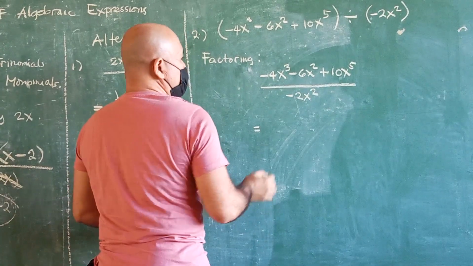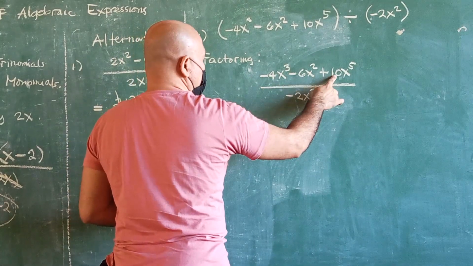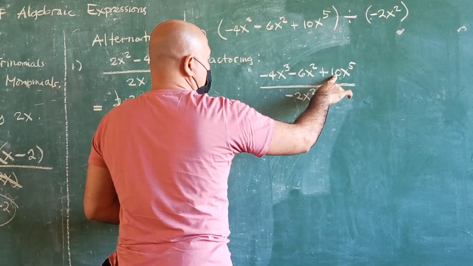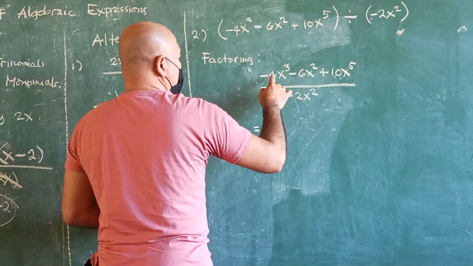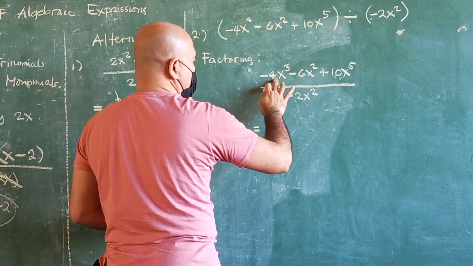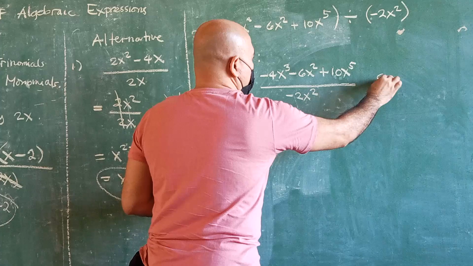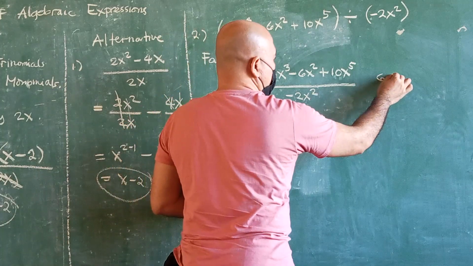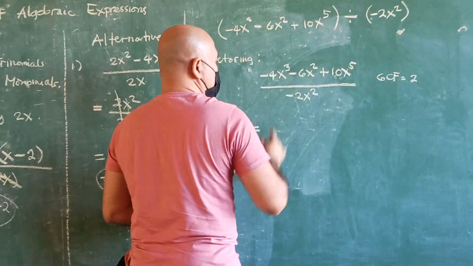So beginning with the numbers, that is 4, 6, and 10. In this case, between 4, 6, and 10 as coefficients, the greatest common factor is 2. So you may write here so that you can be guided. The greatest common factor is 2 for the numerical coefficients.